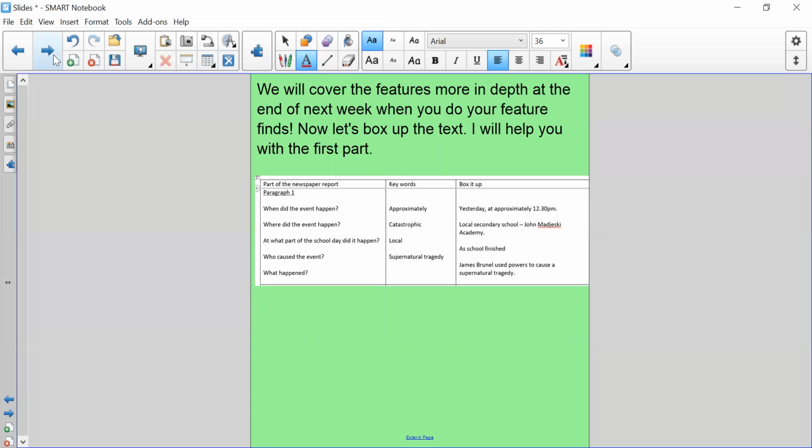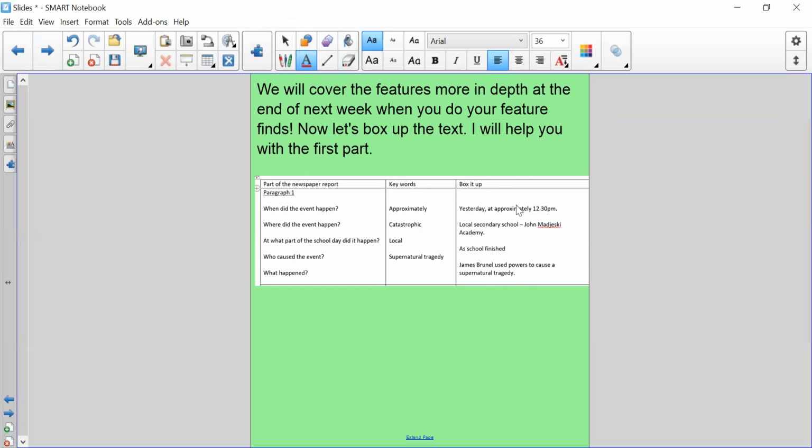Now let's box up the text. I will help you with the first part. So usually we do this in class. So in the first column, you've got the part of the newspaper report and some key questions to help you. In the middle column, you've got keywords that can help you to find what point you're looking for and also some ideas for you to use in your own newspaper report. And then the last column is what I have completed.